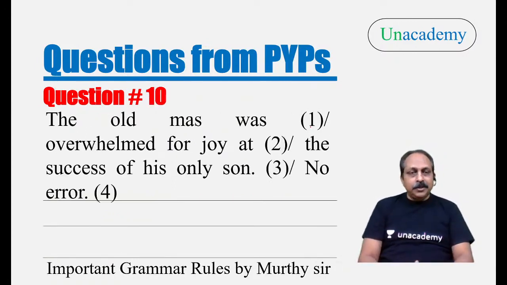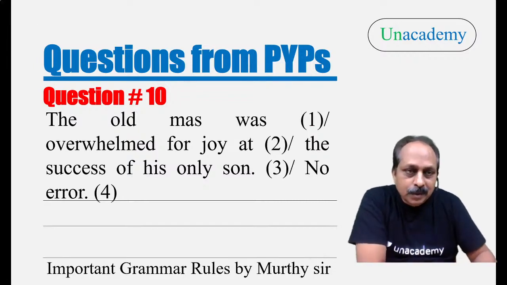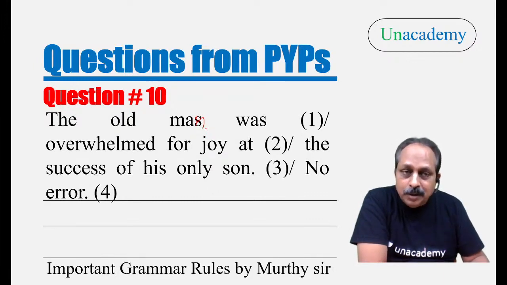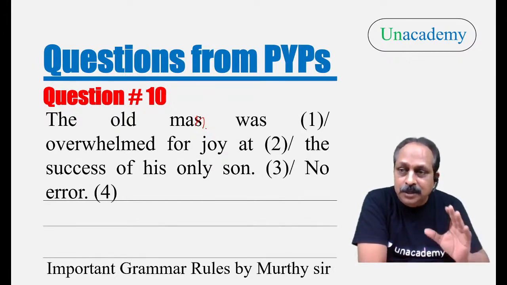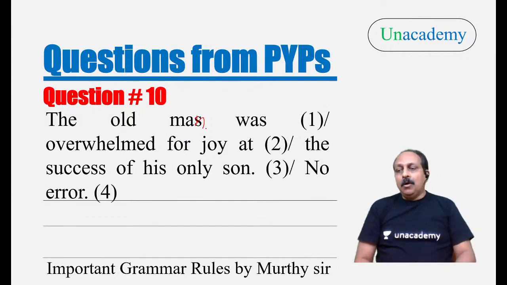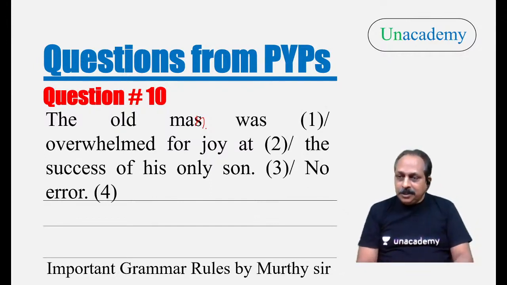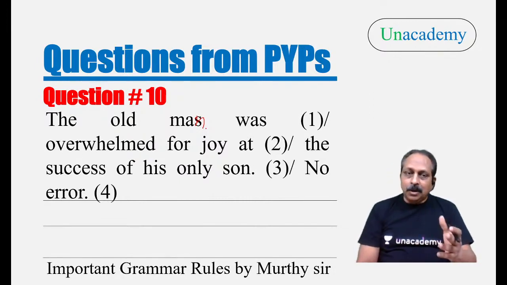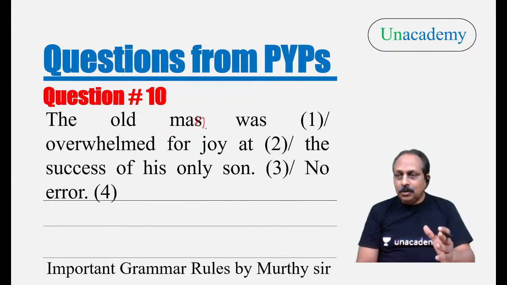Now, let us go to question number 10. The old man, oh, my mistake, in a hurry. Here it should be: The old man was overwhelmed for joy at the success of his only son. Now, overwhelmed with, who is this? Rishita, the first one to respond. After that, Ishwar also says, in joy. In joy, no. Overwhelmed in joy.